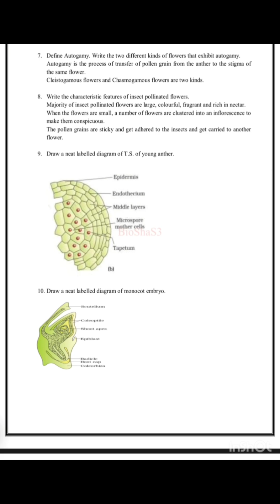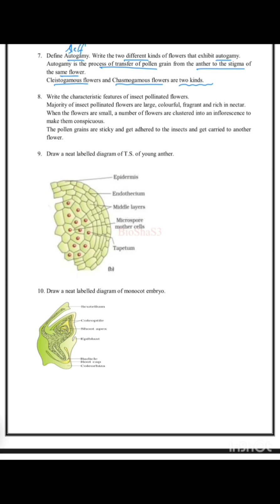Define autogamy. Write 2 different kinds of flowers that exhibit autogamy. Autogamy is the process of transfer of pollen grain from the anther to the stigma of the same flower. Auto means self. Cleistogamous flowers and chasmogamous flowers are the 2 kinds. Which are the 2 kinds of flowers produced during autogamy? That is cleistogamous and chasmogamous.